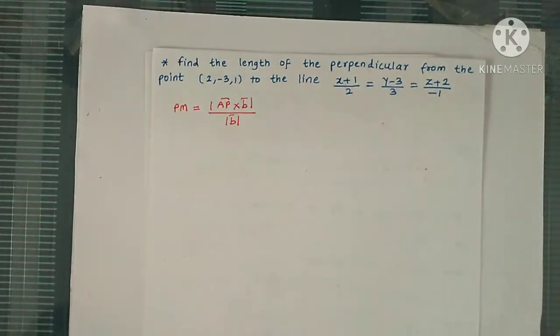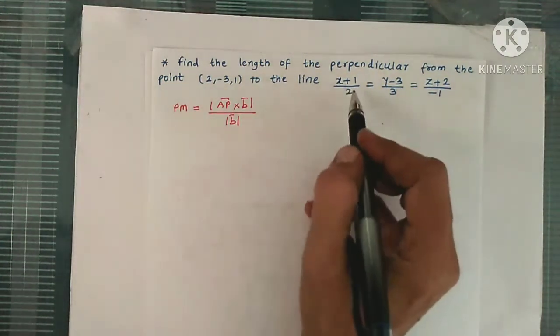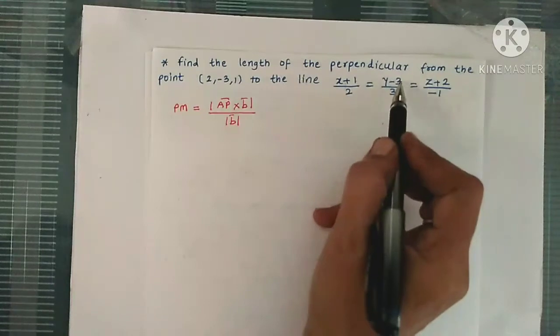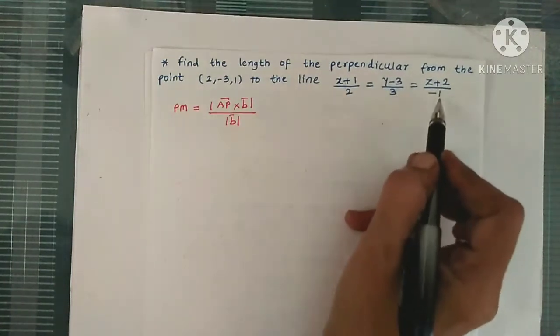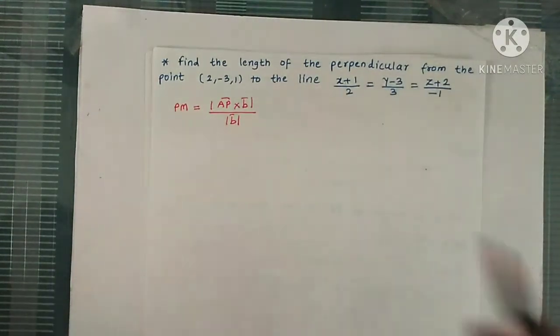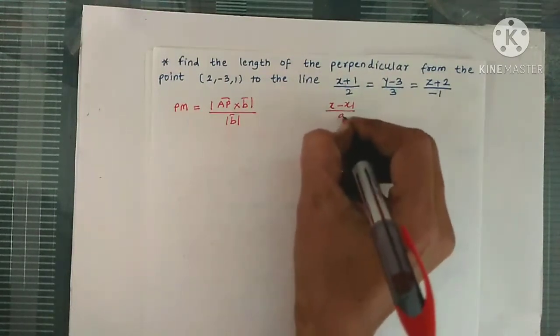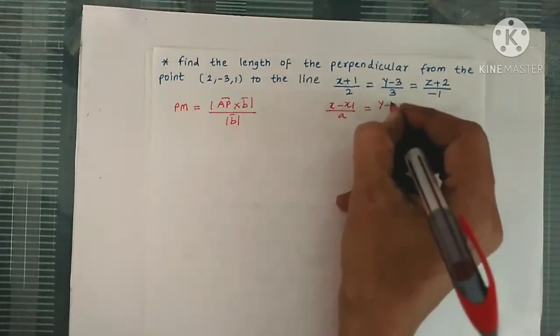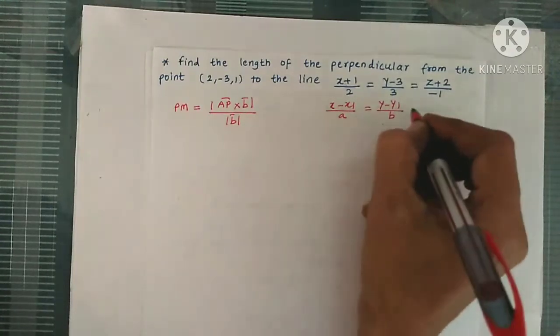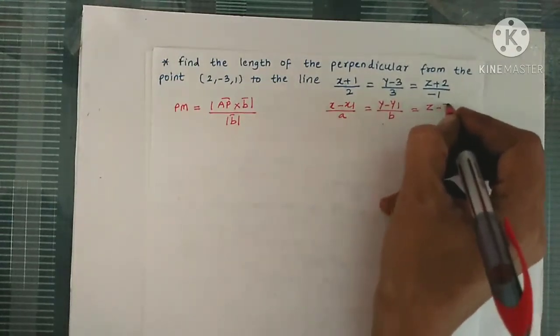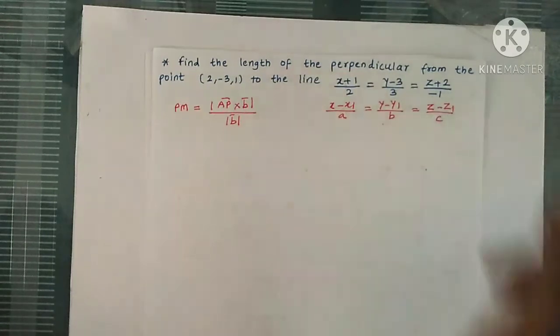A is a point on the straight line. Now the straight line given is x plus 1 by 2 equal to y minus 3 upon 3 equal to z plus 2 upon minus 1. The equation is given in Cartesian form. Cartesian form is x minus x1 upon a, y minus y1 upon b, z minus z1 upon c.